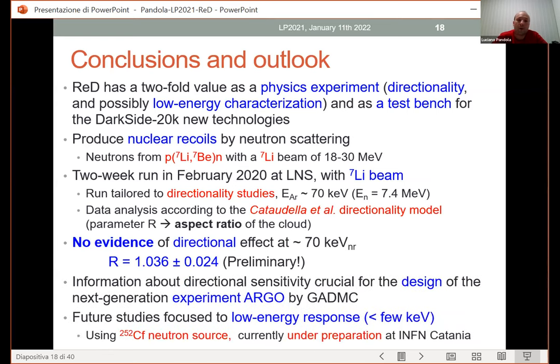Still, of course, we can go on, and the information about sensitivity is crucial for the design of the next generation experiments, and specifically ARGO from the Global ARGO Dark Matter collaboration. In the future, we are planning to use the same TPC to study the low energy response of a liquid argon TPC, to check the response of the system to nuclear recoils of a few keV, which is of interest for low mass dark matter searches. And this run is currently under preparation in Catania.